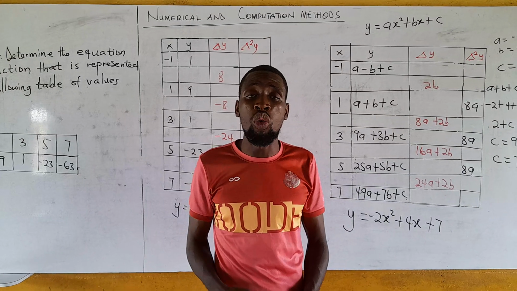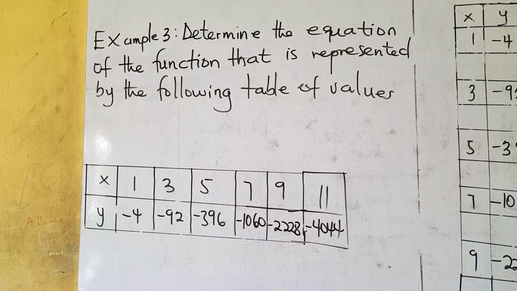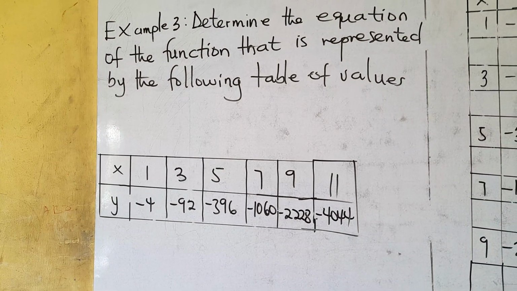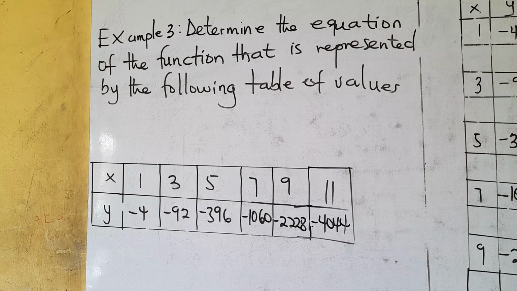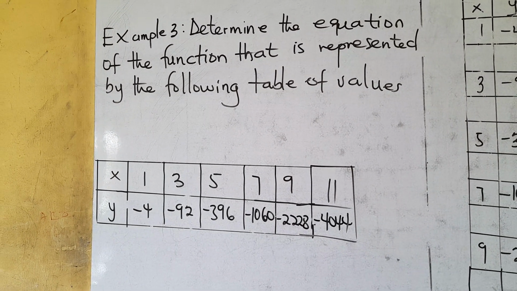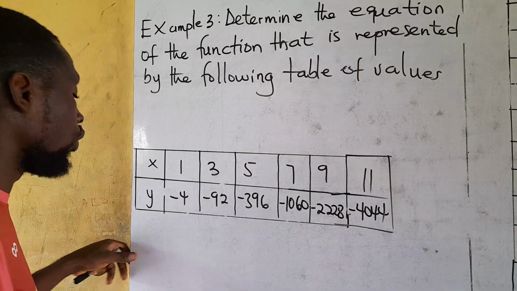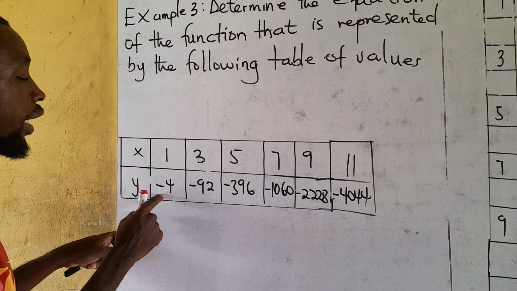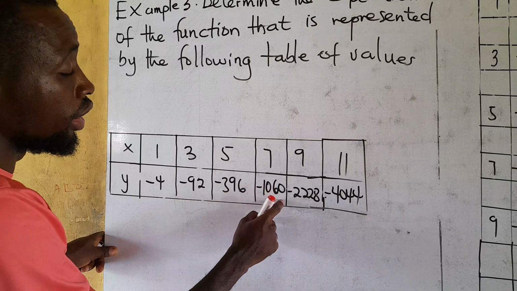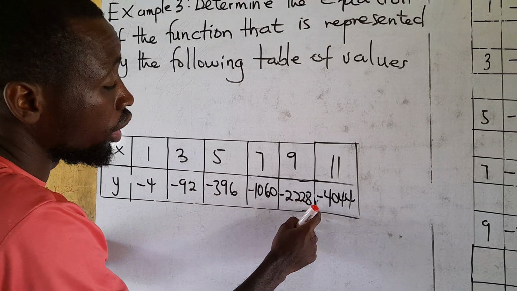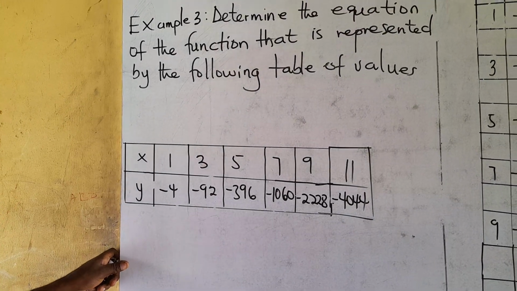Now let's solve another one where we have a cubic polynomial function. So let's look at our third example. Say determine the equation of the function that is represented by the following table of values. And the values of the x are 1, 3, 5, 7, 9, 11. And their respective corresponding values of y are negative 4, negative 92, negative 396, negative 1060, negative 2228, and negative 4044. So how do we do that?